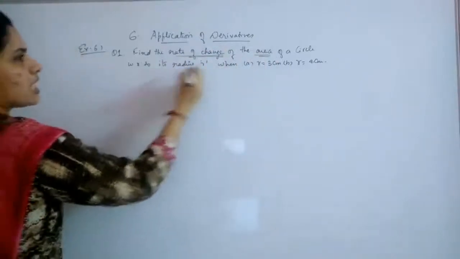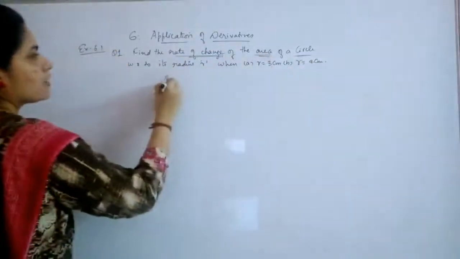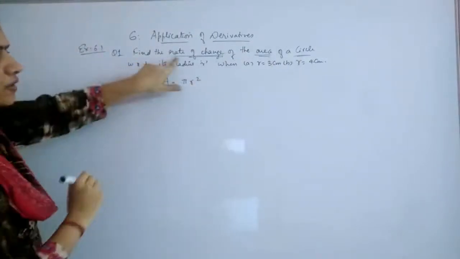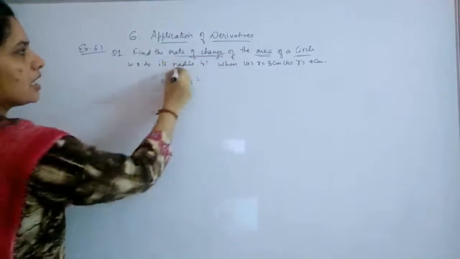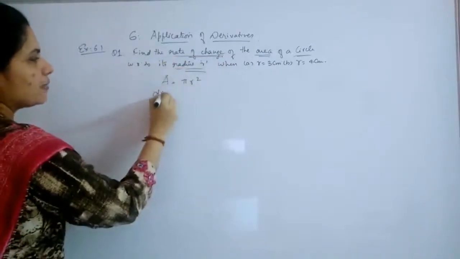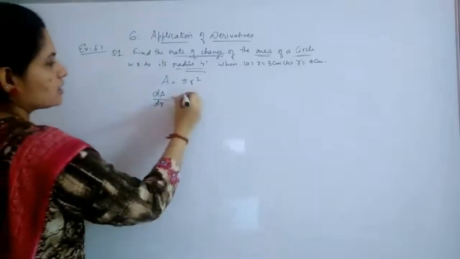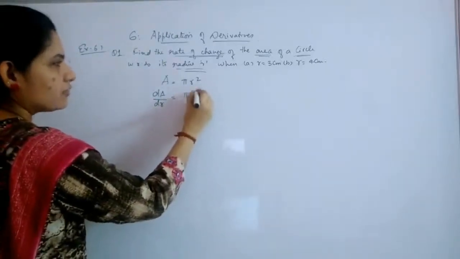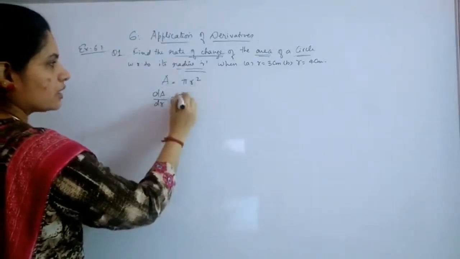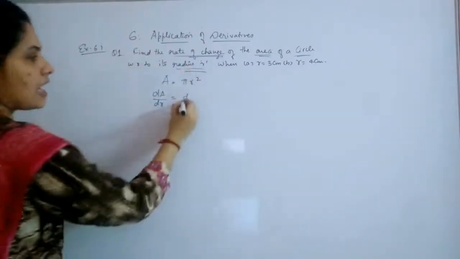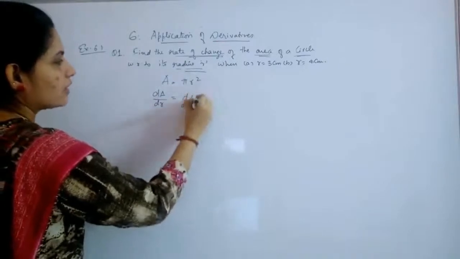What is that? You have to find out the rate of change of the area. So first we have to start with the area of a circle. Area of a circle, if r is the radius, is pi r square. So again you have to find out the rate of change with respect to its radius. So you have dA by dr, what you want to find out. Okay, so it is pi into derivative of r square with respect to r. Here they are saying that with respect to radius r you have to differentiate or find the rate of change.